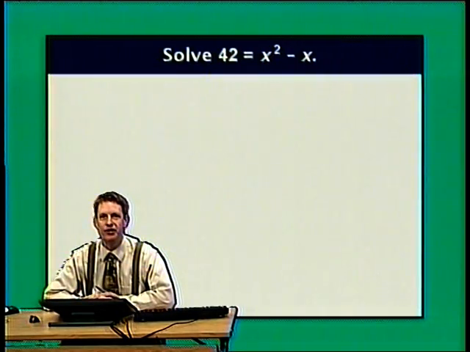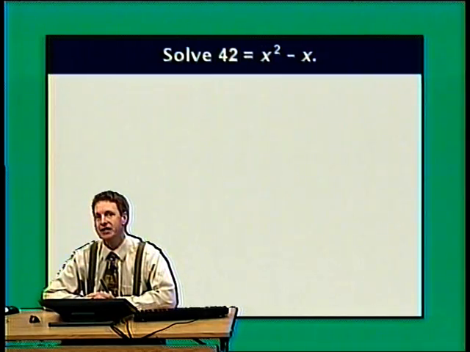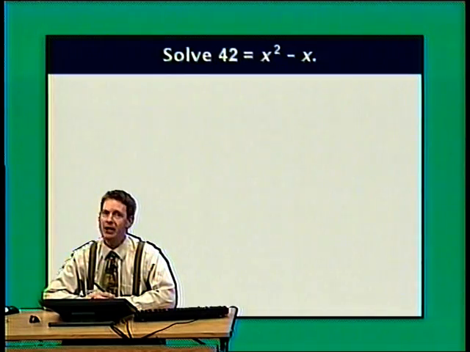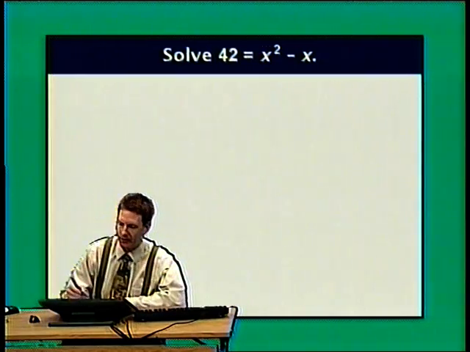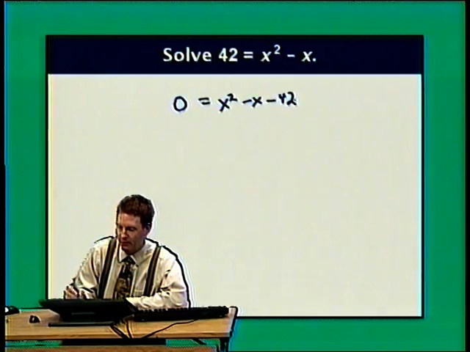How about 42 equals x squared minus x? First thing I need is 0 on one side of the equal sign. This time, I'm going to make the left side of the equal sign 0. Again, my motivation being, I want a positive coefficient on my squared term because it makes factoring a whole lot easier. So first thing I'm going to do is subtract 42 from both sides of this equation. And that gives me 0 equals x squared minus x minus 42.